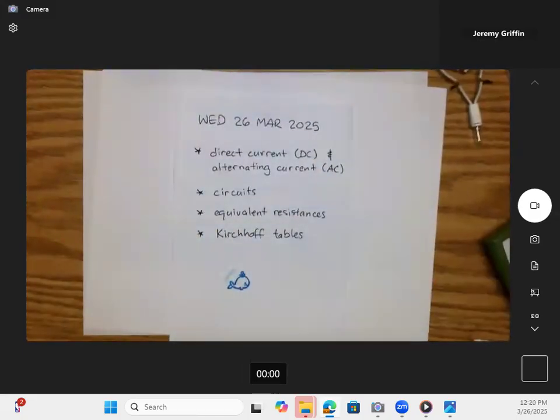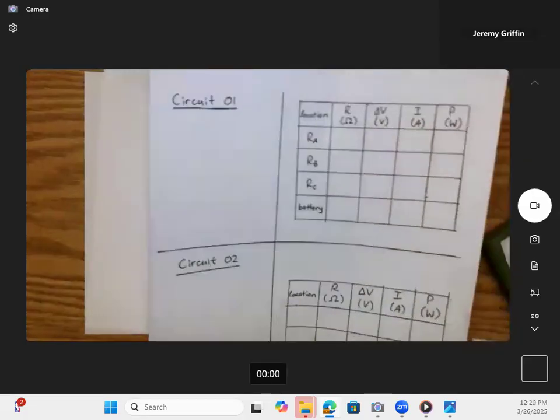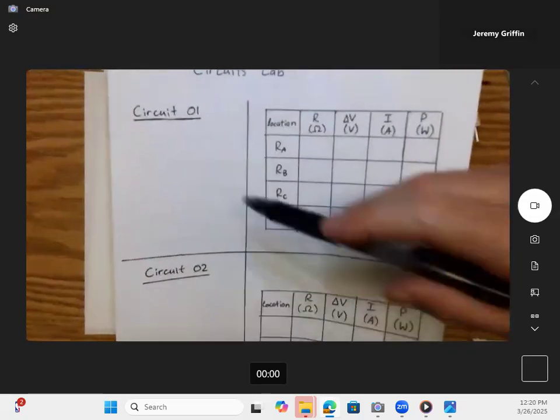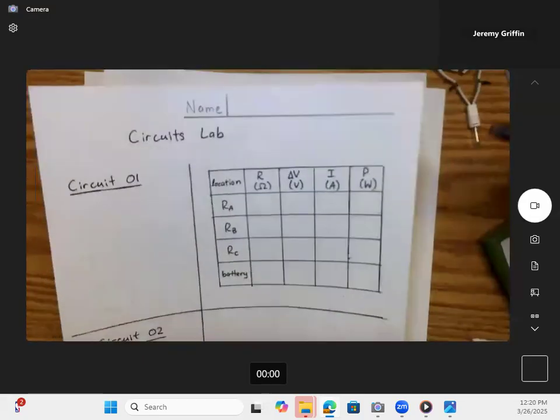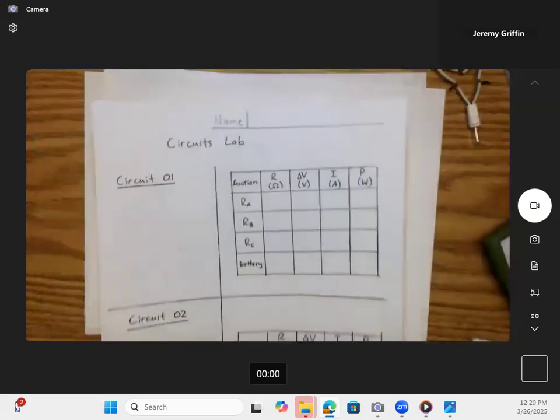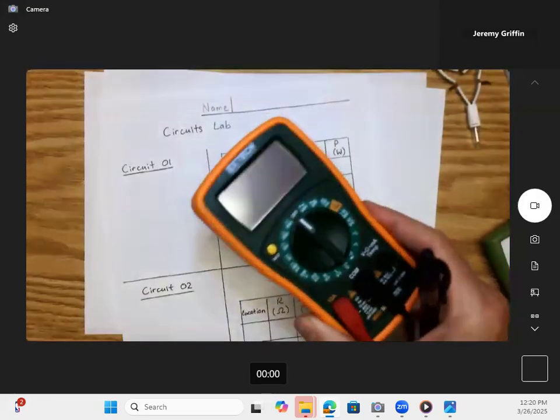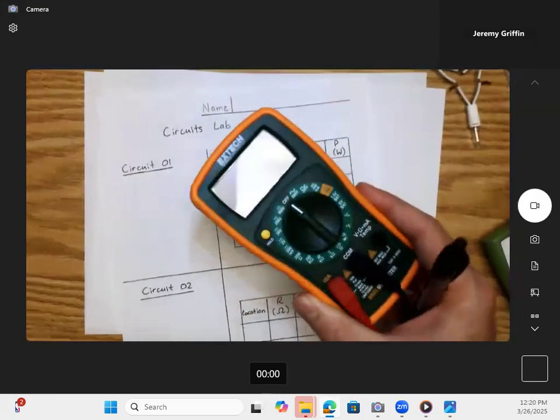And then we're working towards getting you to the lab. So maybe tomorrow, I think tomorrow might be a good lab day. Tomorrow I'll give you guys the paper here as well, and have you set up some different circuits and fill in these Kirchhoff tables with the help of these multimeters. The last couple of days, I've been showing you how to measure voltage and current using the multimeter.